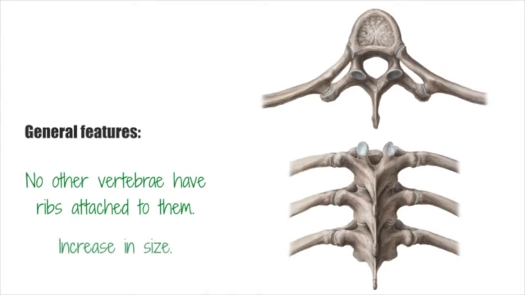Thoracic vertebrae increase in size as they descend towards the lumbar vertebrae. This is because the lower vertebrae must be able to support more of the body's weight when a person is standing due to the effects of gravity.